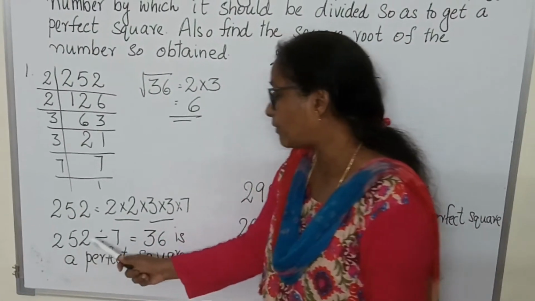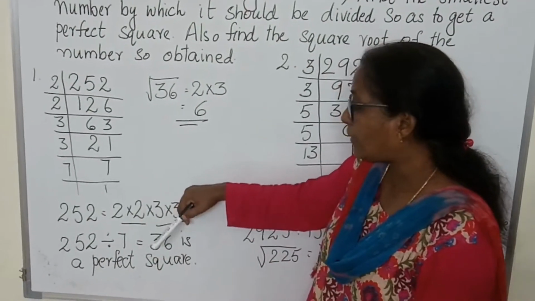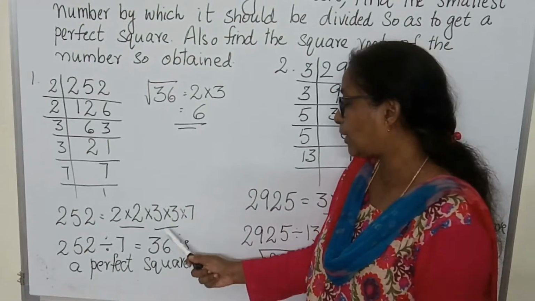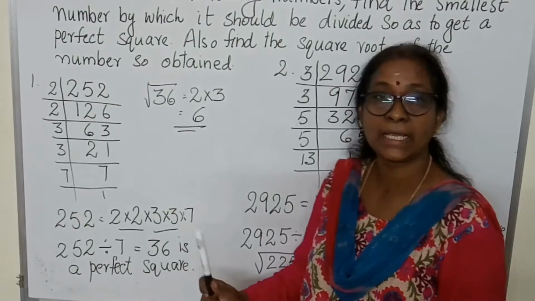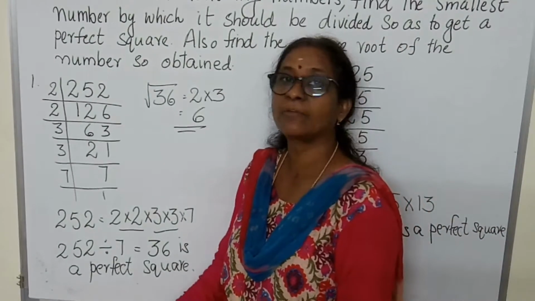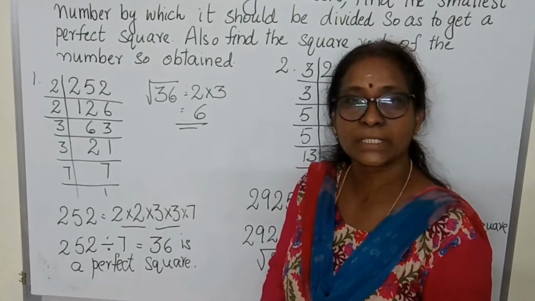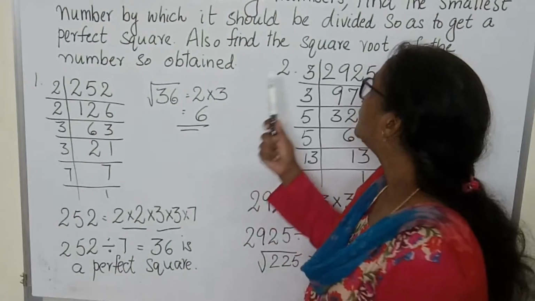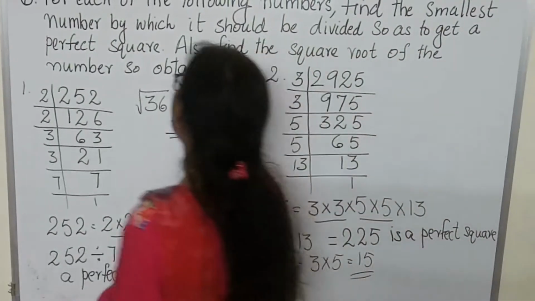Divide 252 by 7. So when we divide, this factor will go away. So what will you get? 2 multiplied by 2 multiplied by 3 into 3. That means 36. 36 is a perfect square. And what is the square root of 36? We already know that 6 sixes are 36. So what is the square root of 36? 6. Okay.